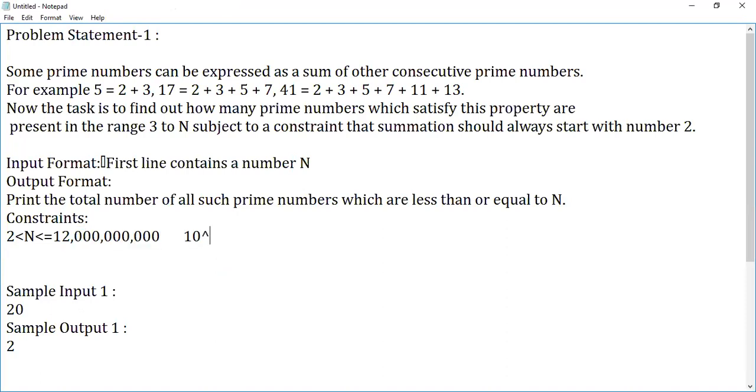It is 10 to the power of 9. So if we have like 100, iterating 100 times, it's fine. So when you go for 10 to the power of 9 times, what happened? Our program has to execute that many times. Then what happens here? A timeout error occurs.